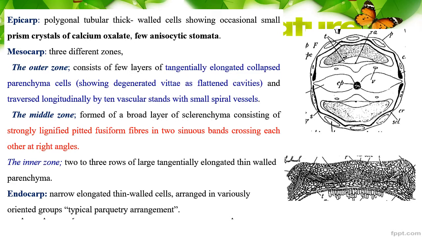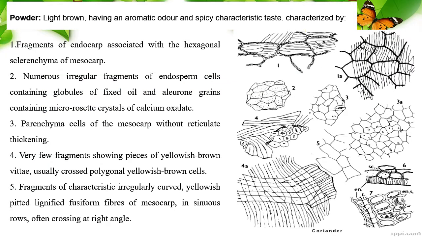strongly lignified. The innermost layer of the mesocarp shows large tangentially elongated thin-walled parenchyma. The endocarp is formed of narrow elongated thin-walled cells arranged in different directions, giving the typical parquetry structure. The powder of coriander is light brown to brown in color with an aromatic odor and characteristic spicy taste.